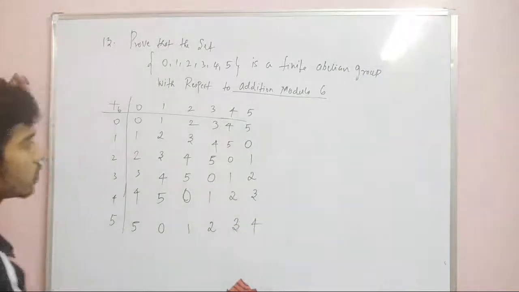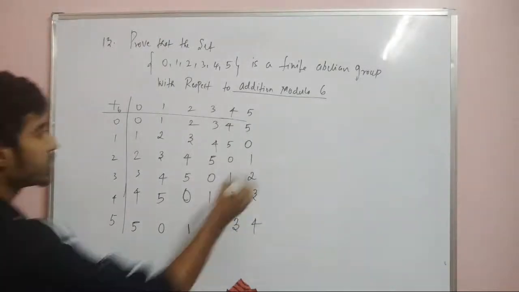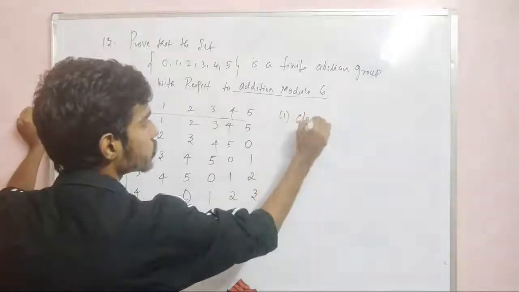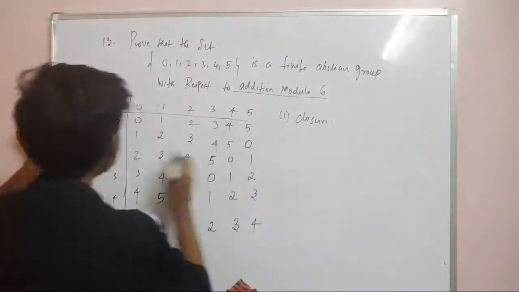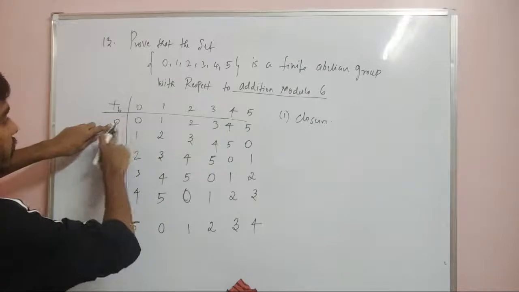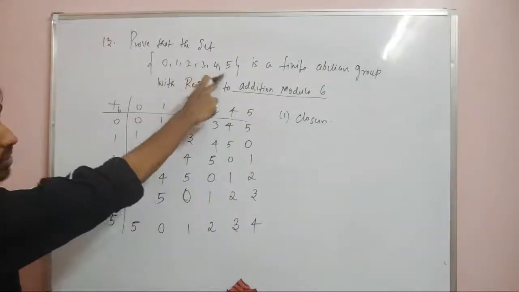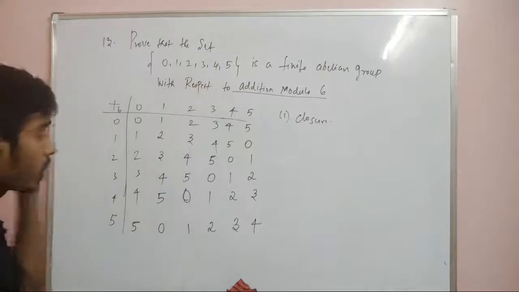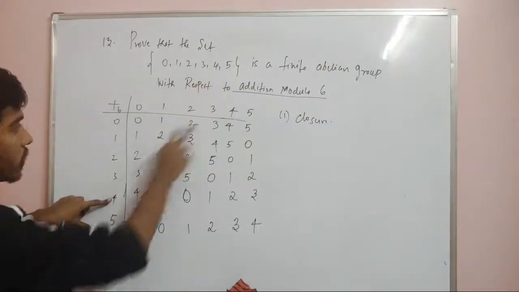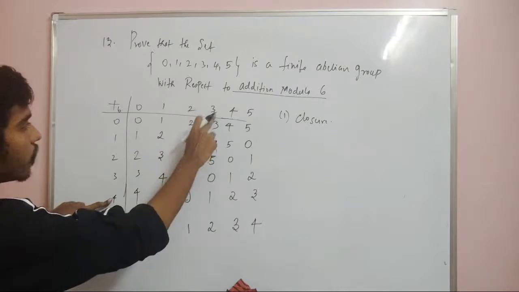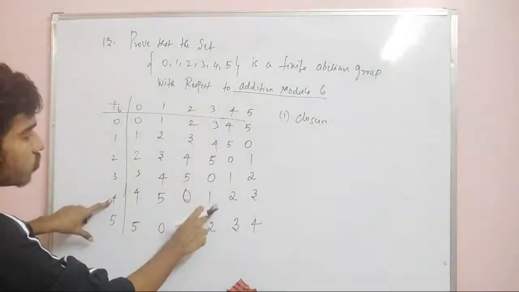This will be 4. That's it. Now we need to check all the properties. So first is closure. You can see whatever elements you take, all the elements belong to the set 0, 1, 2, 3, 4, 5. So whatever element you take, if you take 4 and 3, 4 plus 3 mod 6 is 1. So 1 is also in the set.